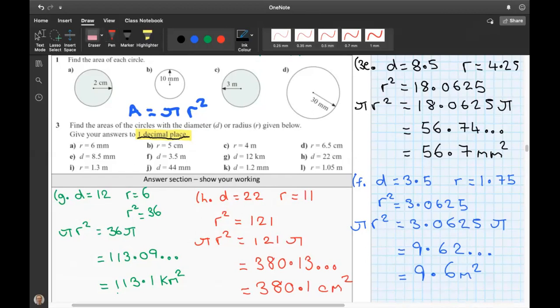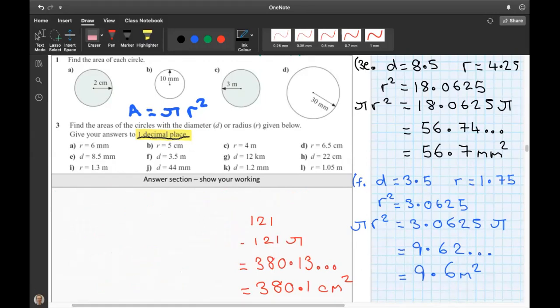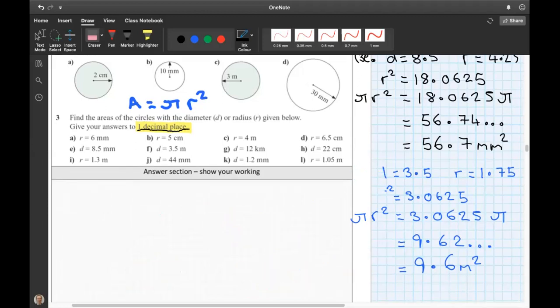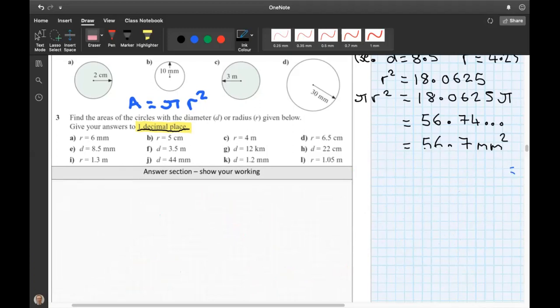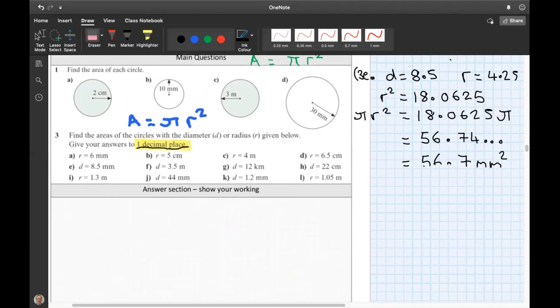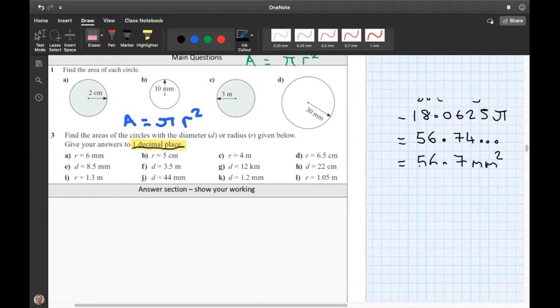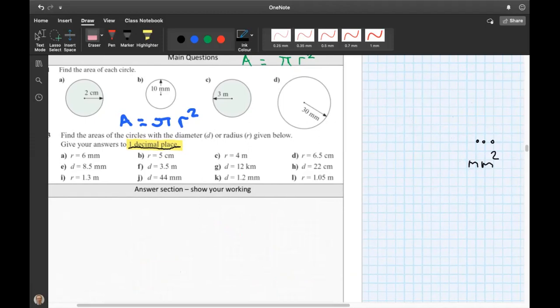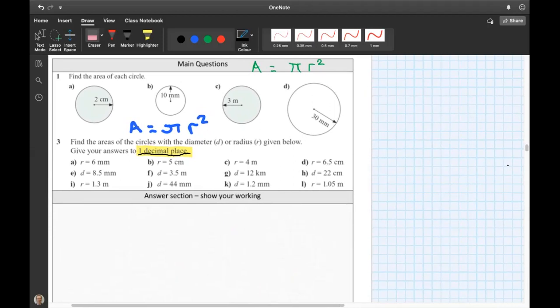Finally, we're going to have a look at questions 3I to 3L. Now, the first set of questions in question 3, they were all given the radius. In the set that we've just completed, they all gave us the diameter. Tricky part in the next set of questions is that they've given us a mixture of both. So you're really going to have to pay attention here to what they've given you in the question. The thing we want when we're finding the area is the radius. So you must make sure you've identified the radius as your first step.